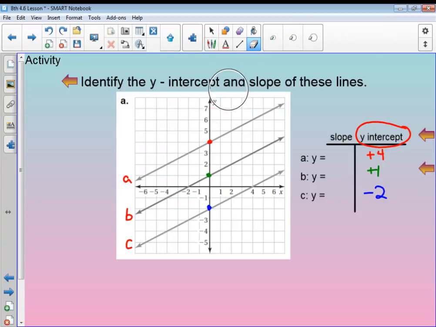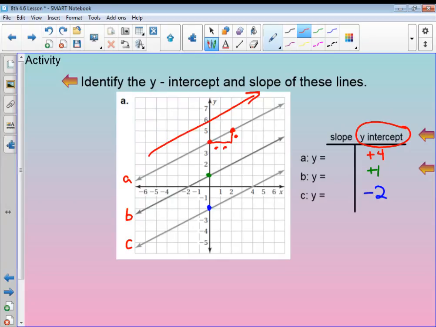So if I follow my A line, it doesn't cross here, but it does cross right here. Okay, so now I'll go ahead and count my rise and my run, and I like to identify it by doing my little triangle. My rise is 1, my run is 2, and that is going up from left to right. So that would be a positive 1/2.